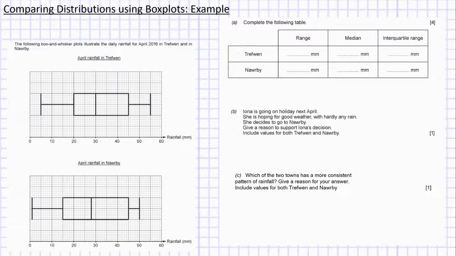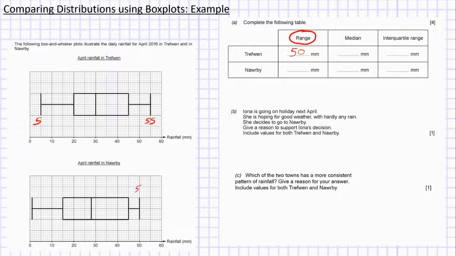Very often we need to compare distributions using box plots. So this is a GCSE question, and the first part of the question just expects you to take some statistics from the two box plots. Firstly, we want the range. So if I look at Trefwen, so that's the rainfall in Trefwen, the largest value is 55 and the smallest value is 5. So the range is 55 take away 5, which is 50.